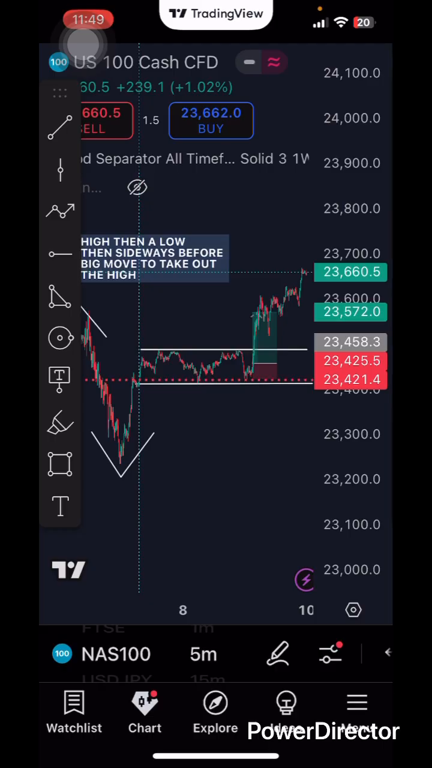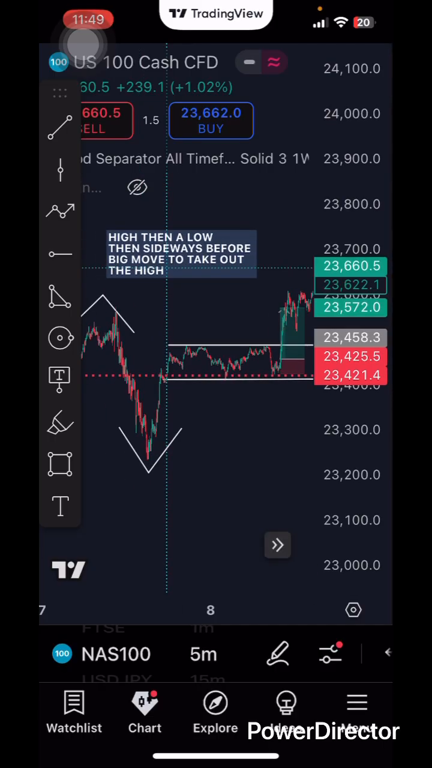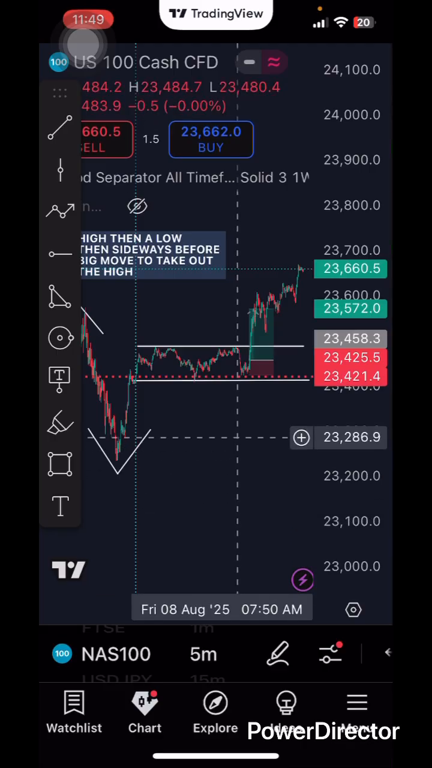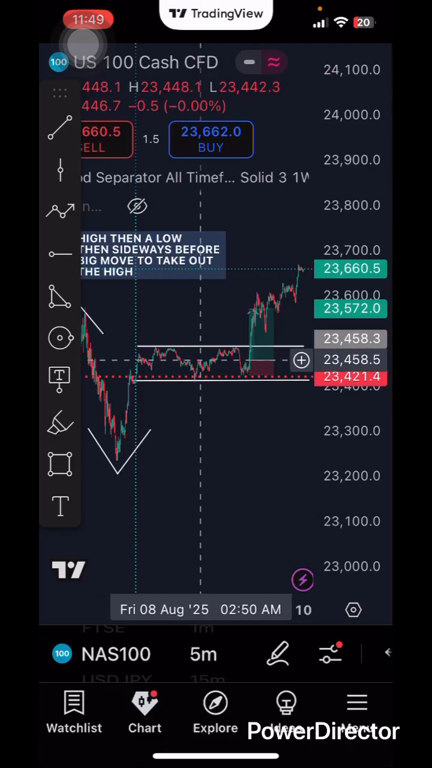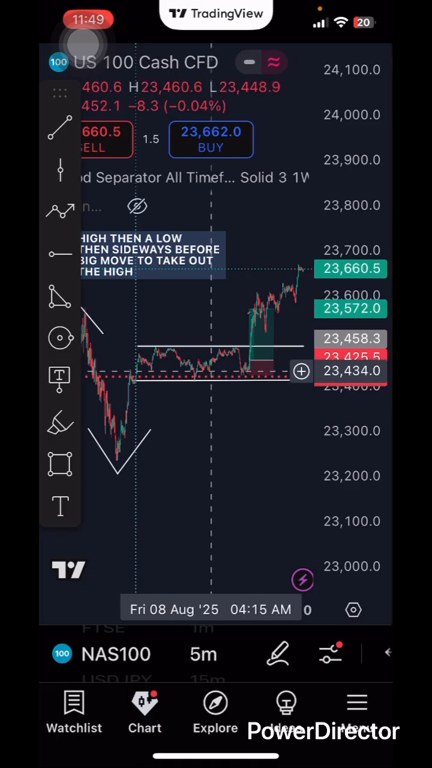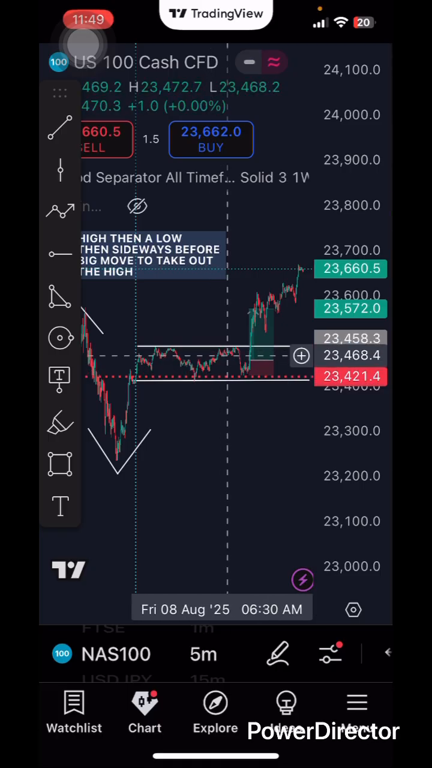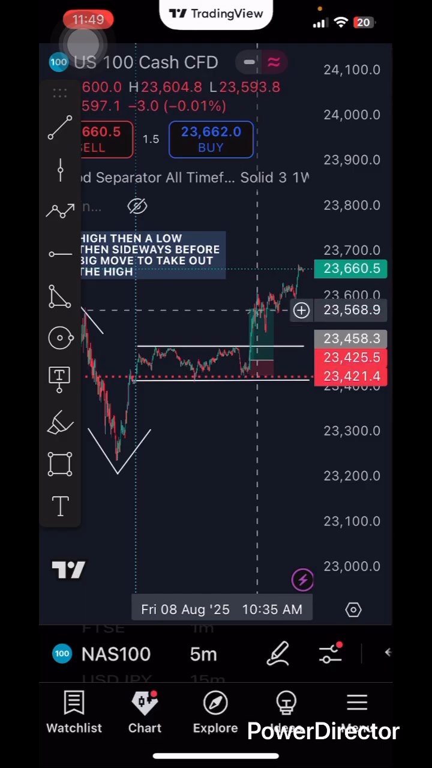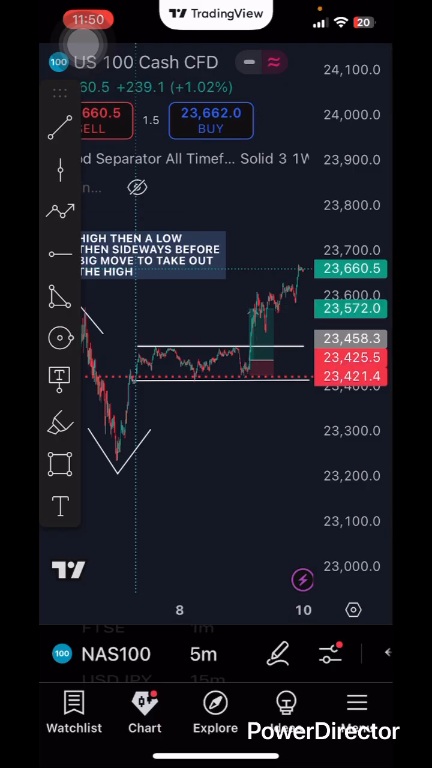The market likes to coil before big moves, so I'm always on the lookout for these coils, all right? And you can see that this is just how the market moves. We go up, coil sideways, big move up, coil sideways, big move down, coil sideways, big move up. These big moves come out of coils, all right?